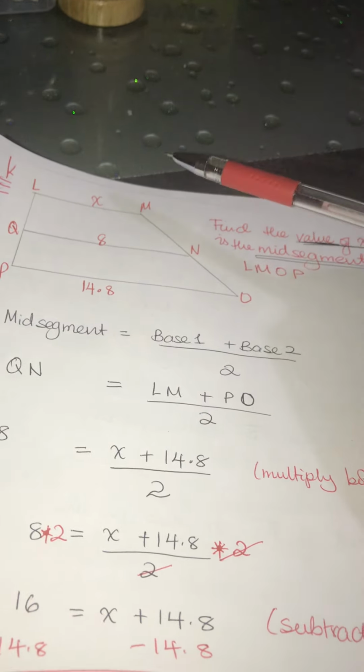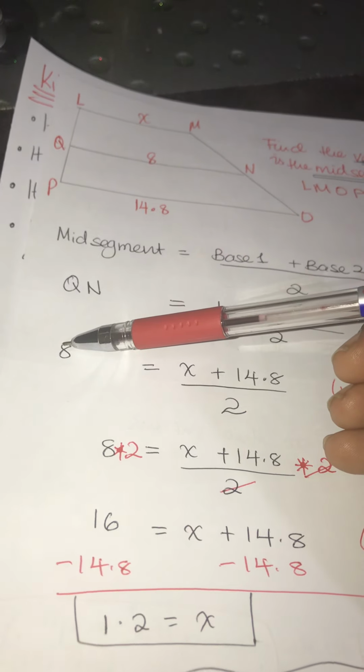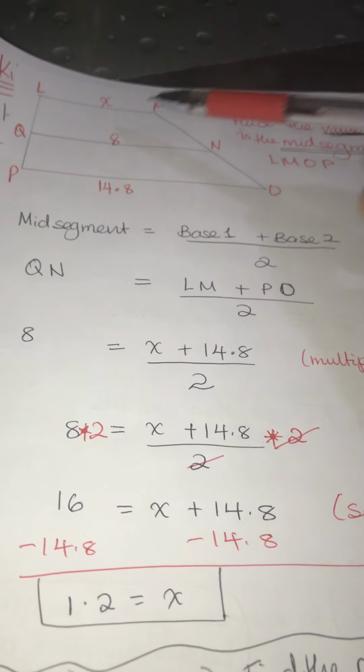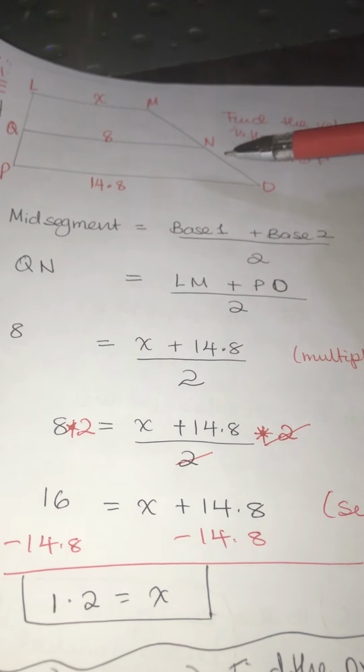Then you write your formula. Mid-segment equals base 1 plus base 2 divided by 2. You write your names: QN, LMOP, LM plus PO divided by 2. QN is 8, I wrote it there. LM is x, I wrote it there. PO is 14 and 8/10, and I wrote it there, and I have to divide by 2.